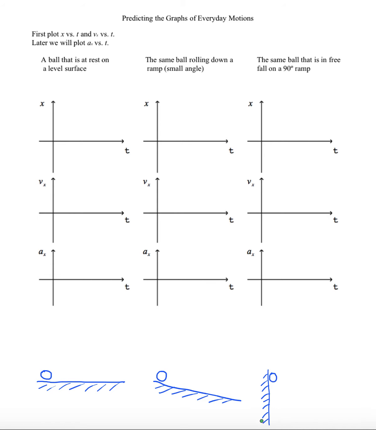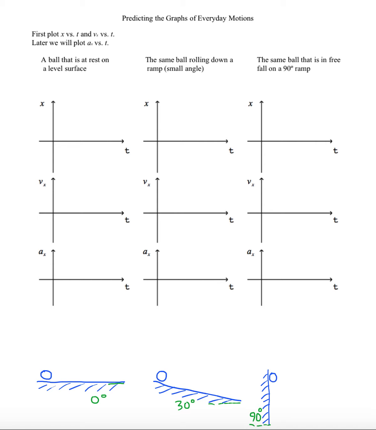So how do we measure the angles of our ramps? We just measure them with the horizontal here. So that makes this one a 90-degree ramp. This one could be a small angle, like 15 degrees maybe, or 30 degrees. And this one would be a 0-degree ramp.